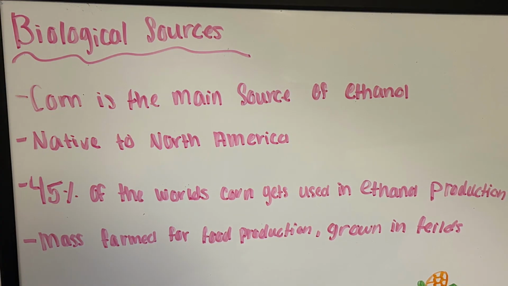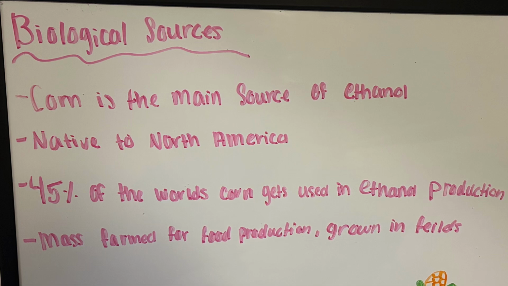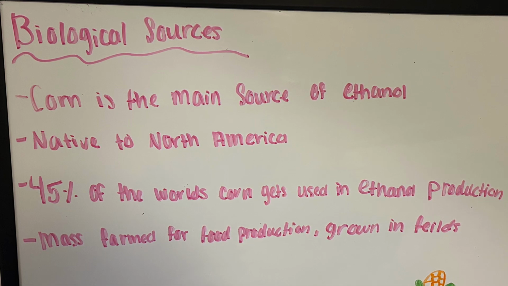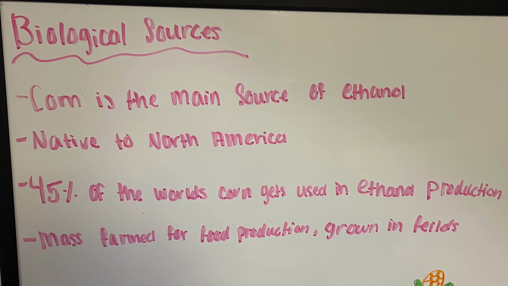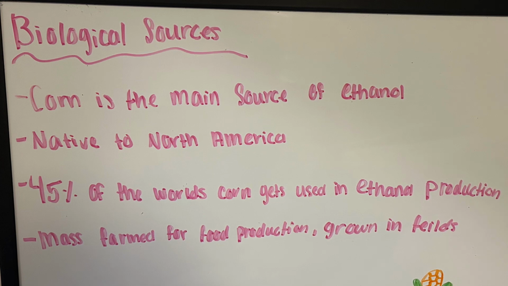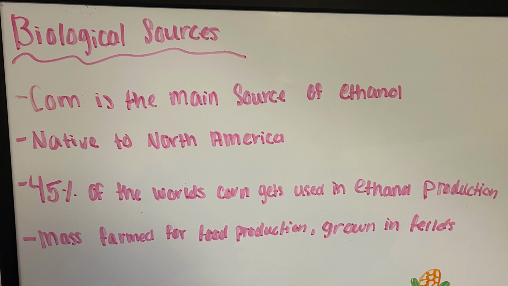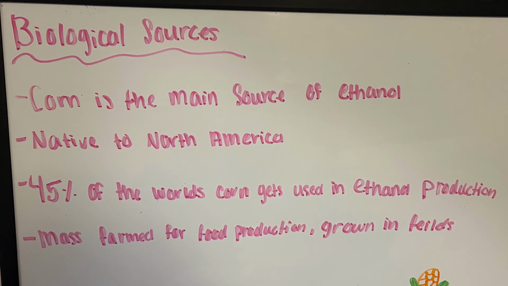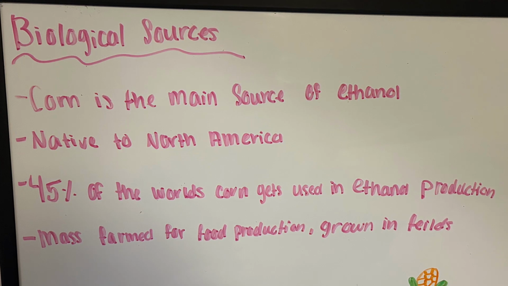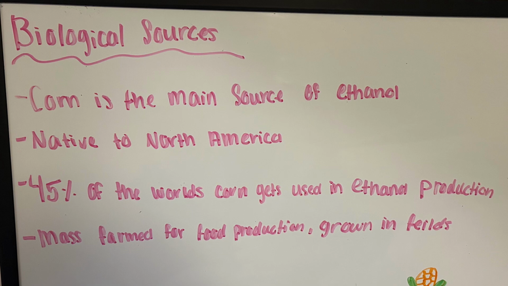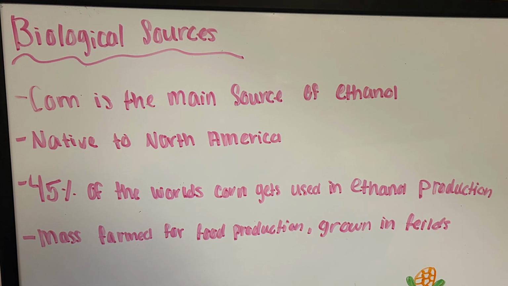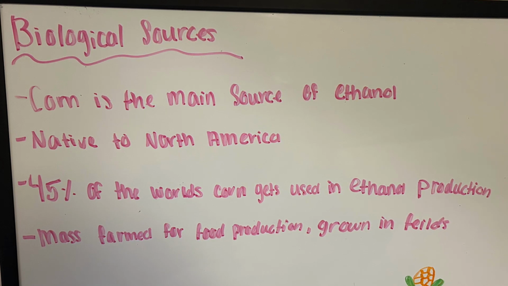Corn is the main biological source of ethanol, and corn is a starch plant that is native to North America. 45% of the world's corn gets used in ethanol production. The rest gets used for food. And then corn is mass farmed for food production, and it is grown in large quantities in fields.